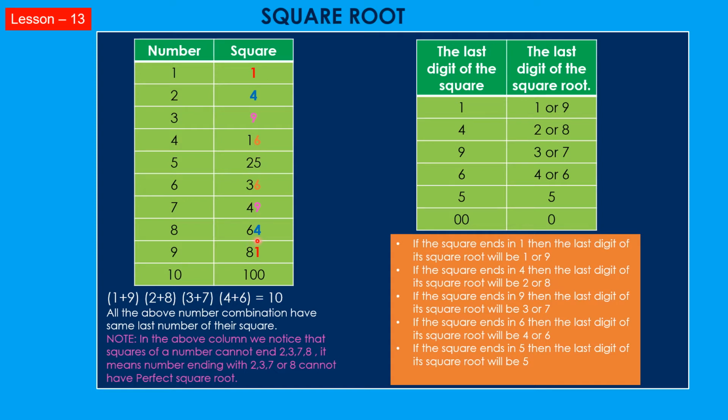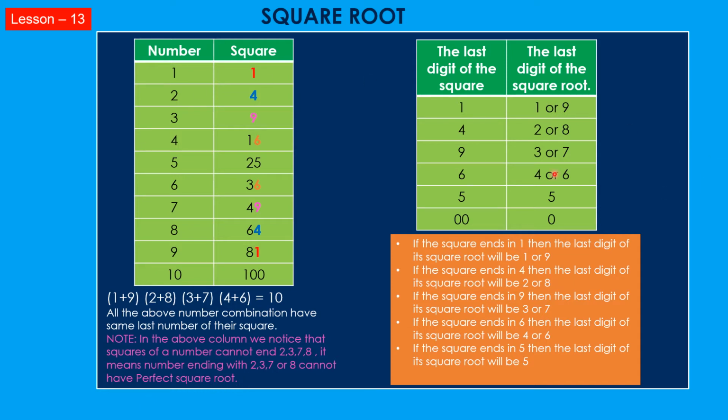We also notice one very important thing: in this column, the numbers 2, 3, 7, 8 are missing. So it means that numbers ending with 2, 3, 7 or 8 cannot have a perfect square root.